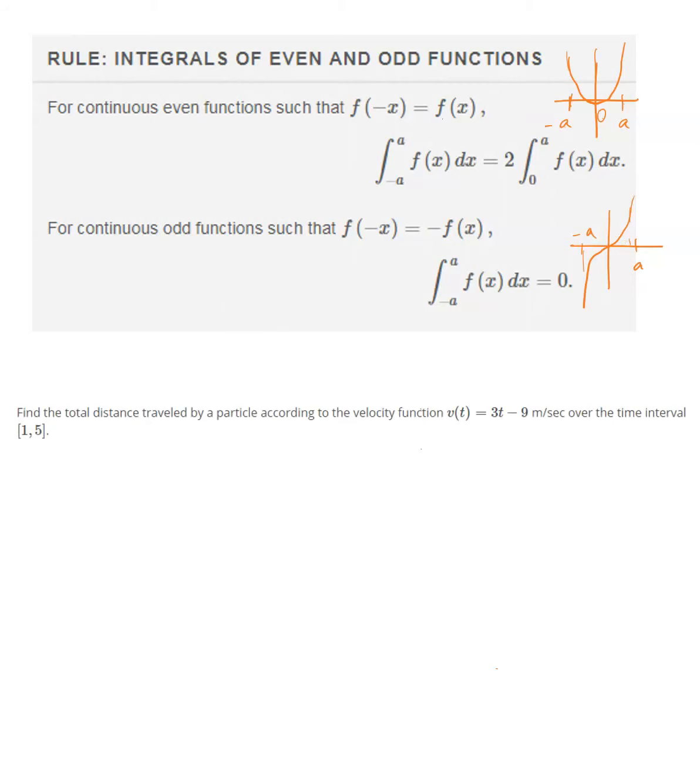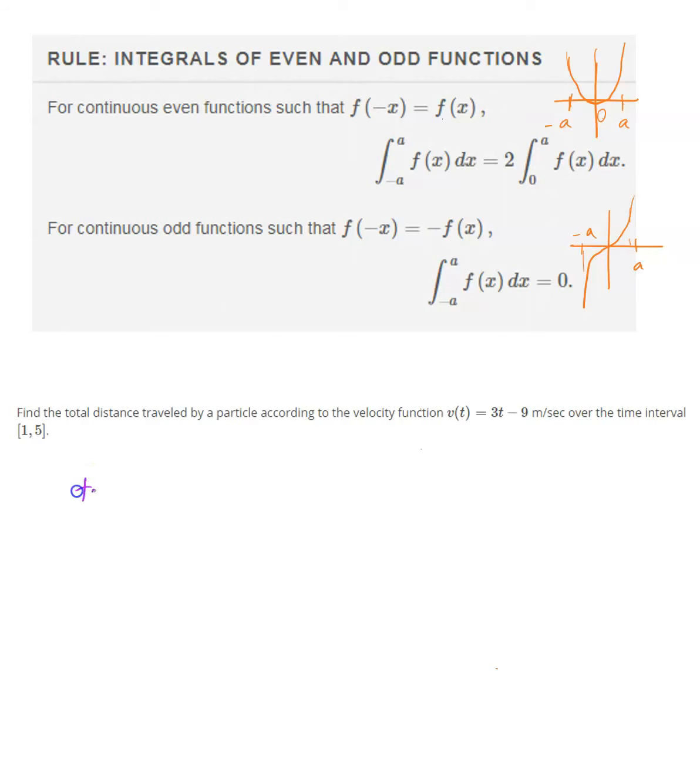Find the total distance traveled by a particle according to the velocity function v of t equals 3t minus 9 meters per second over the time interval 1 to 5. Very similar to one of the problems we did before. But they want us to find the total distance. Okay, so for that, we want to make sure that the total distance is positive areas added up, which means you have to do the absolute value.